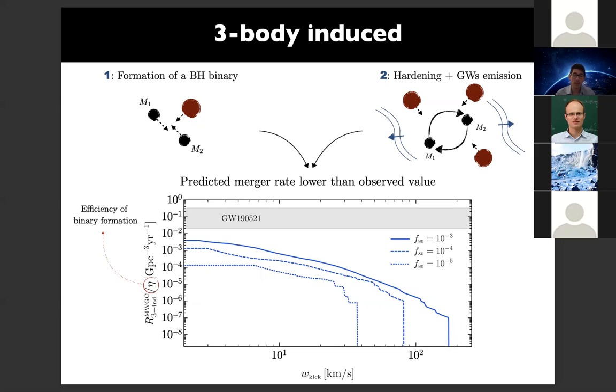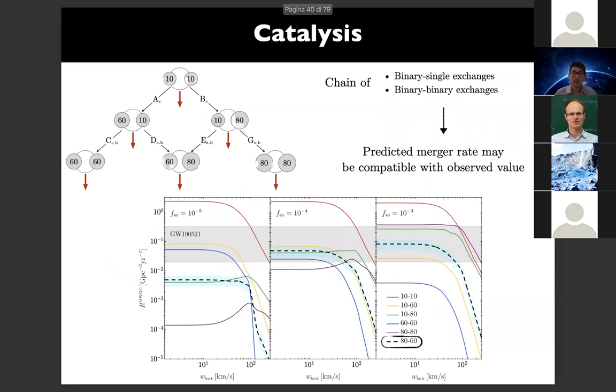But again, unfortunately, this merger rate is found to be below the observed value for GW190521. So even this scenario cannot explain this kind of event. And the last mechanism that we studied is what we called catalysis.